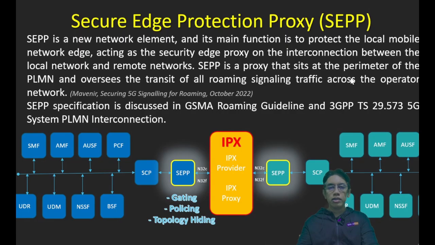So what is the Secure Edge Protection Proxy? The SEPP, or the Secure Edge Protection Proxy, is the network element which has the main function to protect the mobile network as it sits at the edge of the mobile network, and it acts as an interconnection proxy between two mobile network operators.